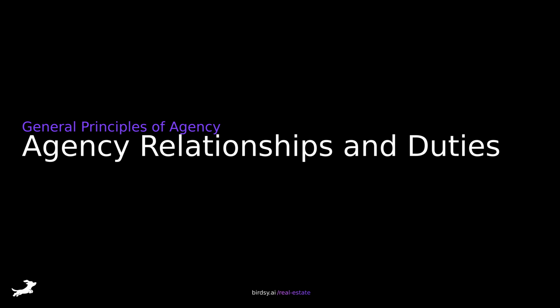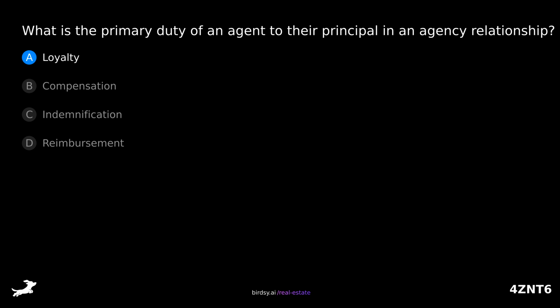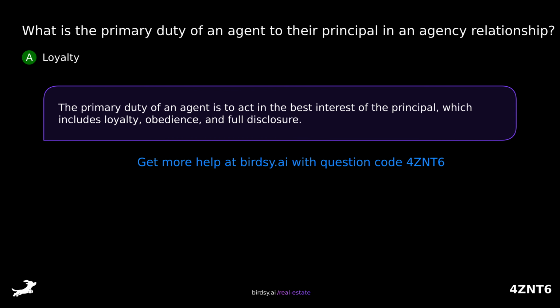General principles of agency. Agency relationships and duties. What is the primary duty of an agent to their principal in an agency relationship? Is it A, loyalty, B, compensation, C, indemnification, or D, reimbursement? The answer is A, loyalty. The primary duty of an agent is to act in the best interest of the principal, which includes loyalty, obedience, and full disclosure.